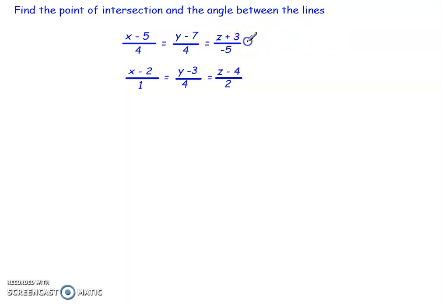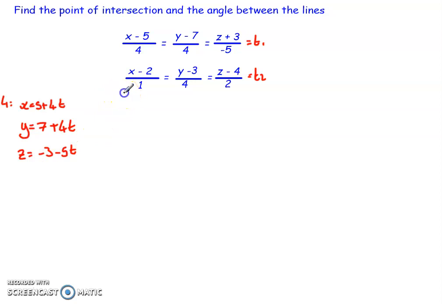First we have to prove they do, so set the first one equal to the variable t1, second one equal to a variable t2, and rewrite them in parametric form. So that first line, L1, which is the t1 line, what we'd rewrite that as is x equals 5 plus 4t1, y equals 7 plus 4t1, and z equals negative 3 minus 5t1.